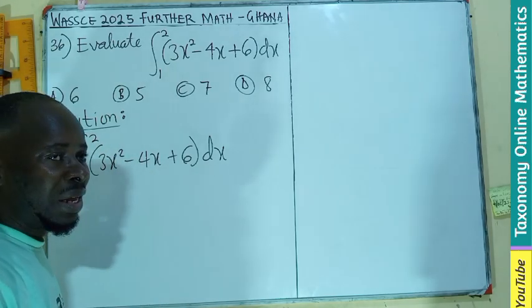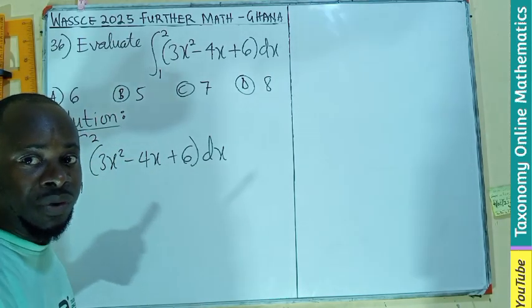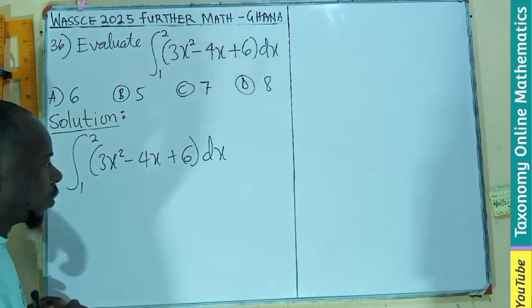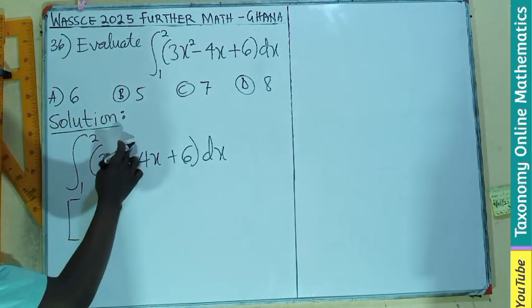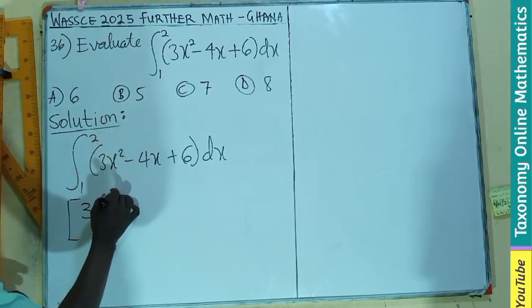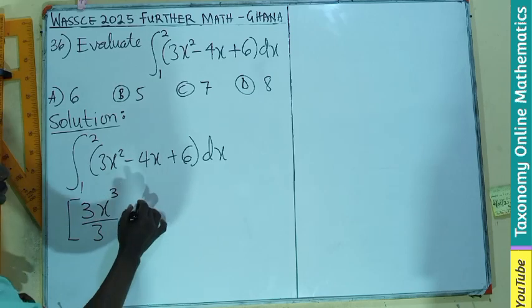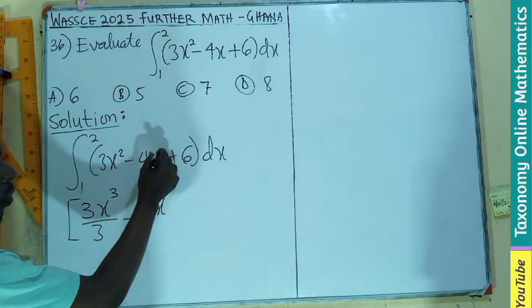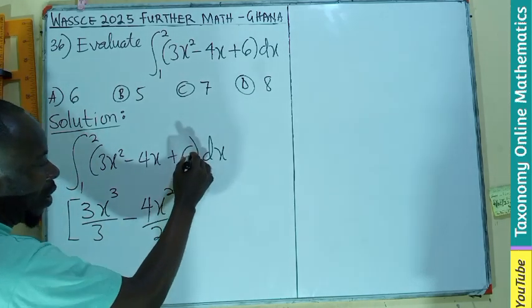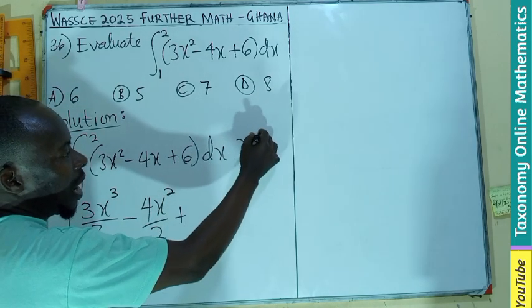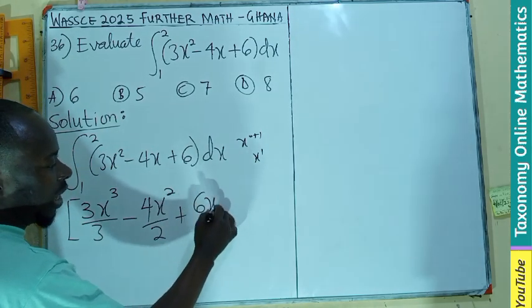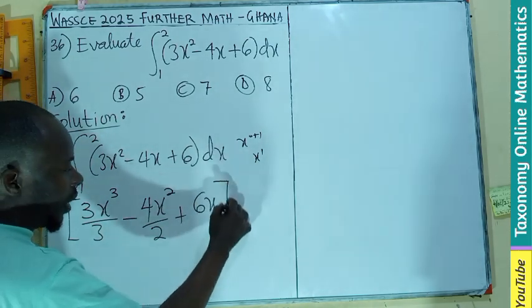Now, if you can remember, the rule for integration is to increase the power of the variable by 1 and divide by the result. So if I increase this power, I should be having 3x^(2+1) over 3, minus 4x^(1+1) over 2, plus 6, which is a power of what? x⁰. Add 1 to it, it becomes x to the power of what? 1, times the 6. So x¹ divided by 1 will give the same result.